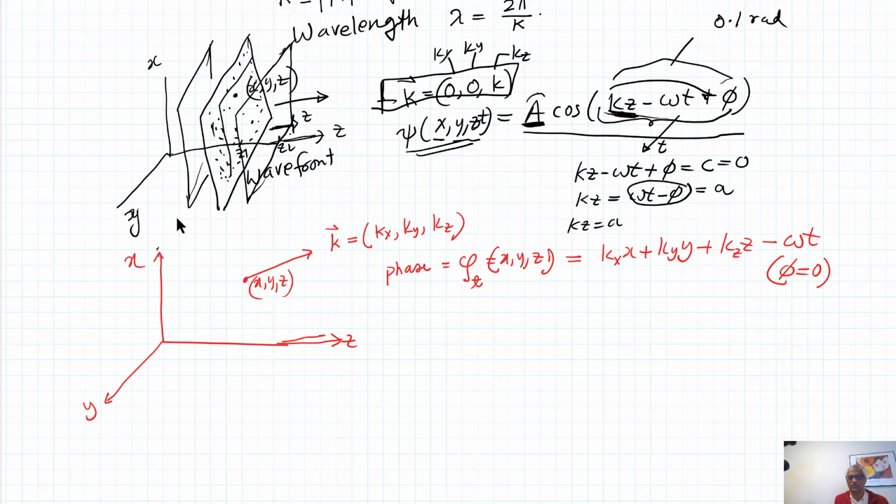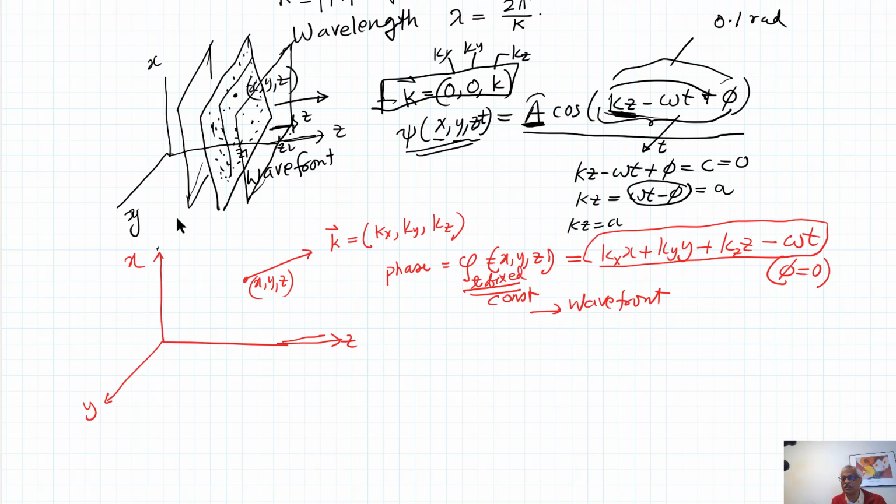Now this phi is not the same as that phi. This is the entire thing I'm writing out, okay? And that depends on x, y, z. All right. So when this has some constant, meaning say I'm looking for wavefront, right? Looking for wavefront. So if you look at this and t is fixed, t fixed.